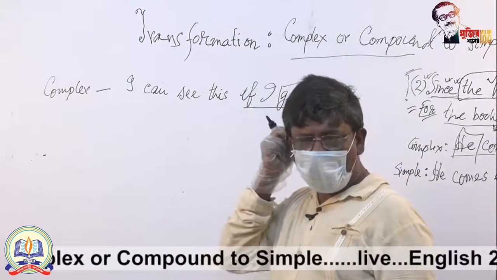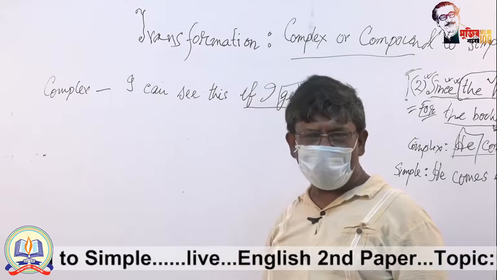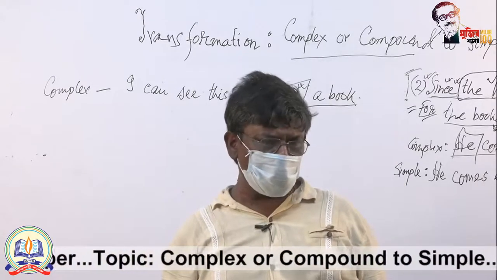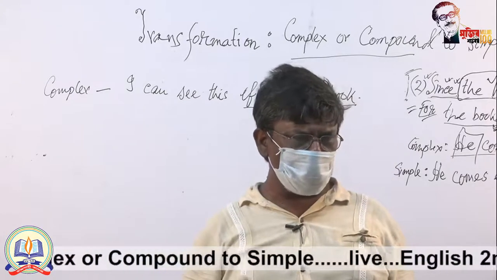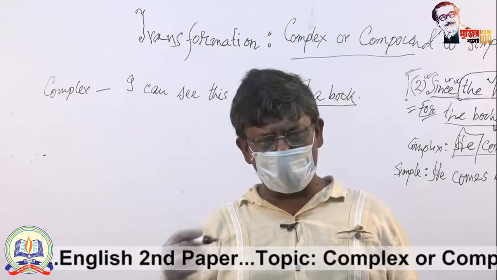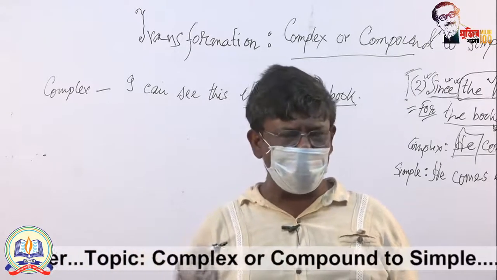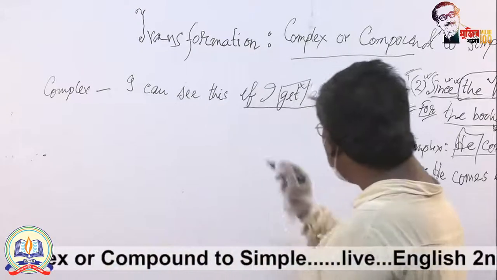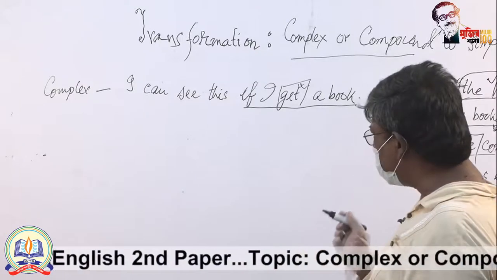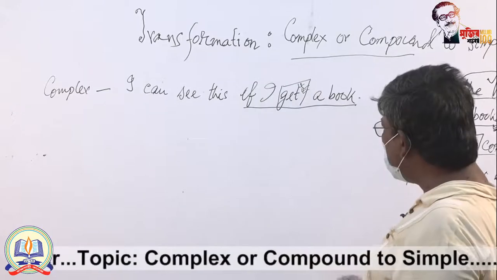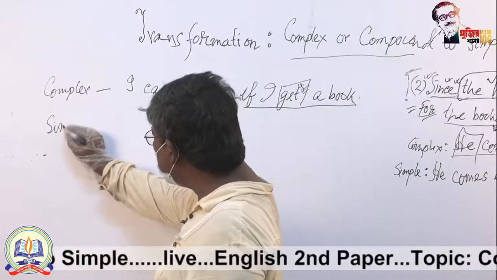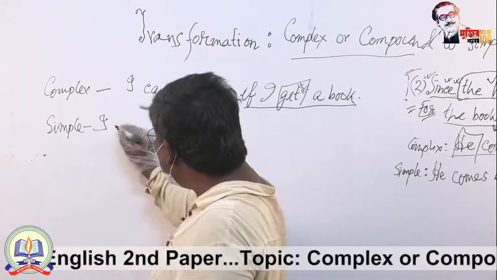Well, all finite verbs after a relative conjunction, not after a relative pronoun, but after a relative conjunction, should be made present participle when you are asked to transform such a complex sentence with a relative conjunction into a simple one. So, we have a relative conjunction here. If I get a book is the subordinate clause of this sentence, we will change the finite verb of the subordinate clause, get, into a non-finite one. And we will make the sentence simple without making any change in its main clause.